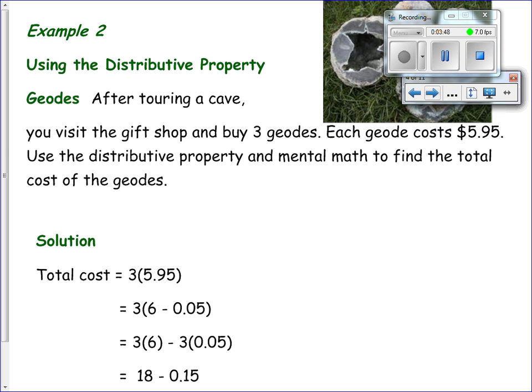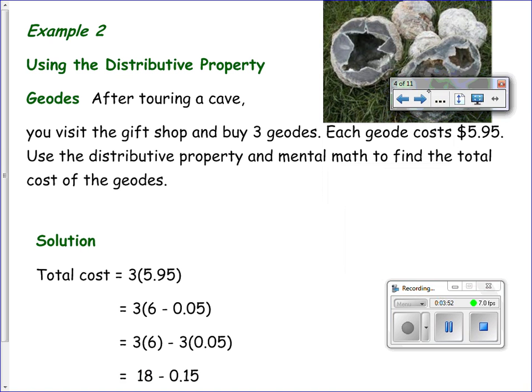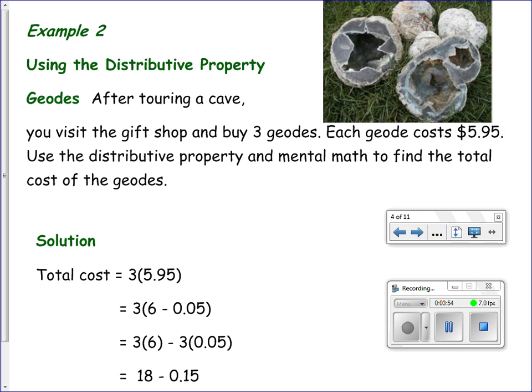Now we're going to use another example using the distributive property. Geodes. This is a picture of a geode. After touring a cave, you visit a gift shop and you buy 3 geodes. Each geode costs $5.95. Use the distributive property in your head to find the total cost of the geodes. Now, multiplying 3 times $5.95 is difficult to do mentally. So you can use the distributive property to solve the problem mentally in your head.